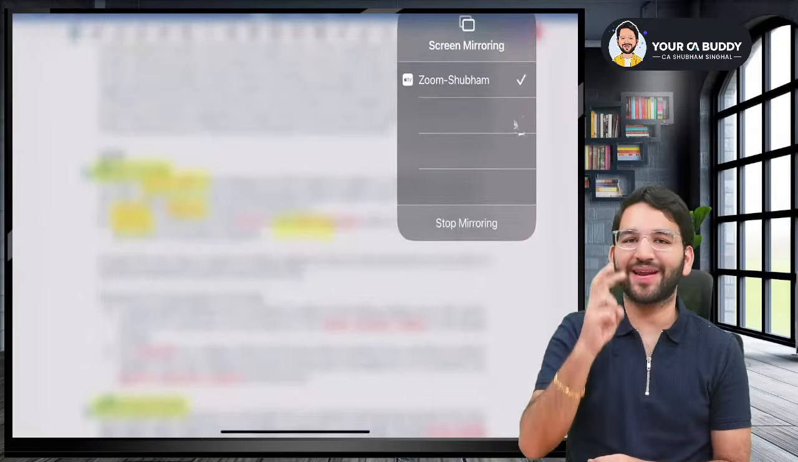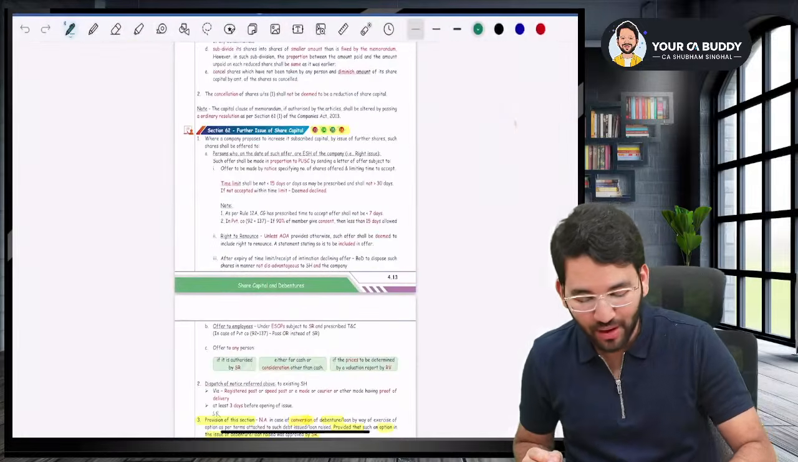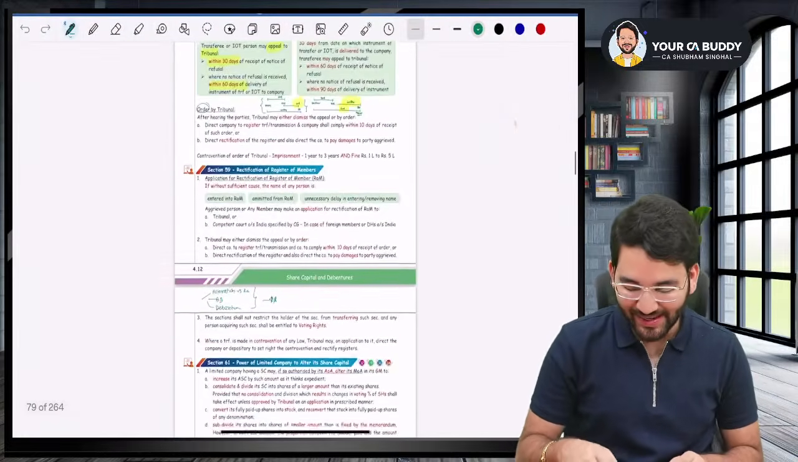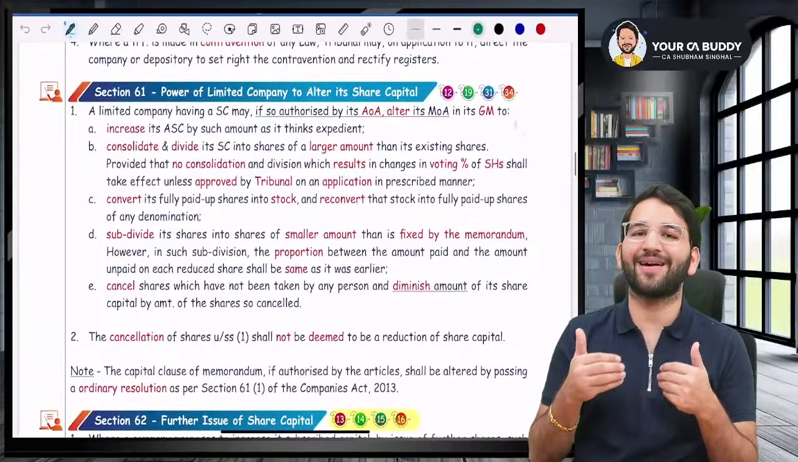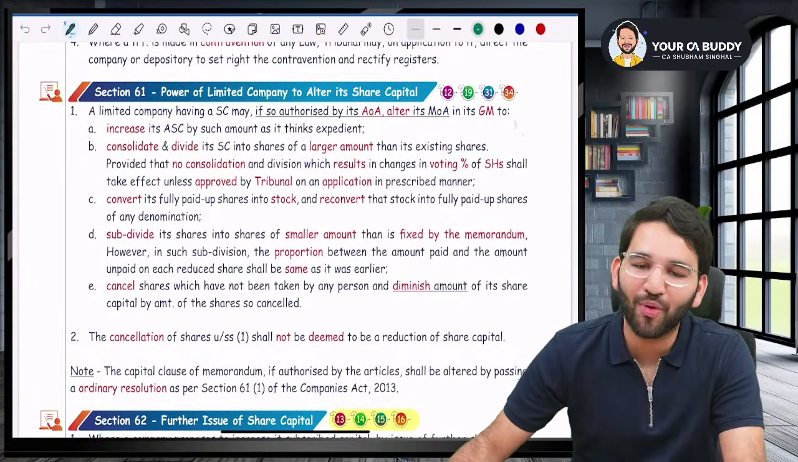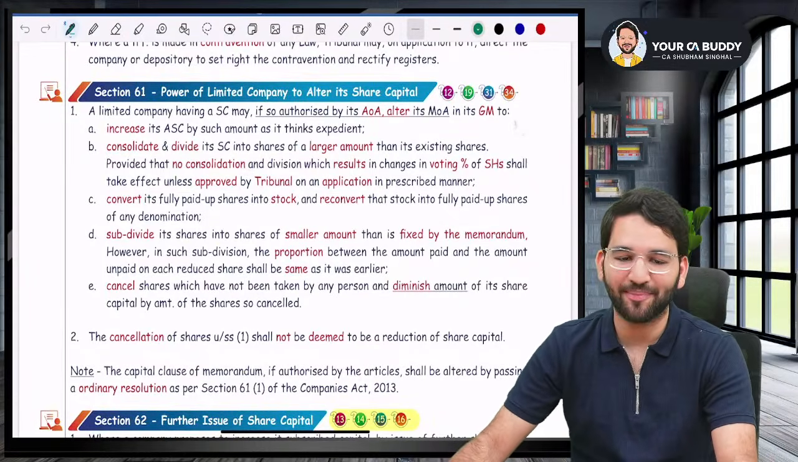So today we are doing share capital part 2. We had finished until section number 59 yesterday. From today we are going to move to bigger and better sections. Are you with me? Yes, sir.